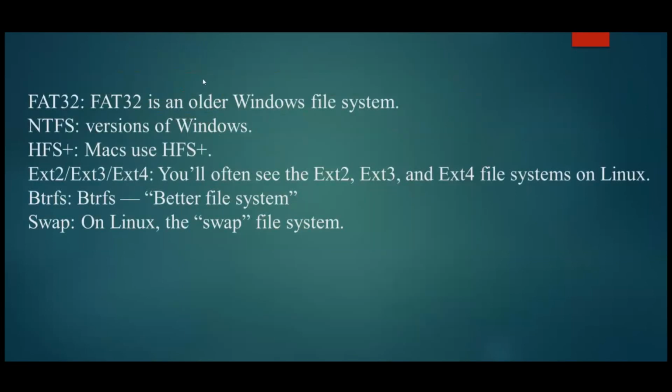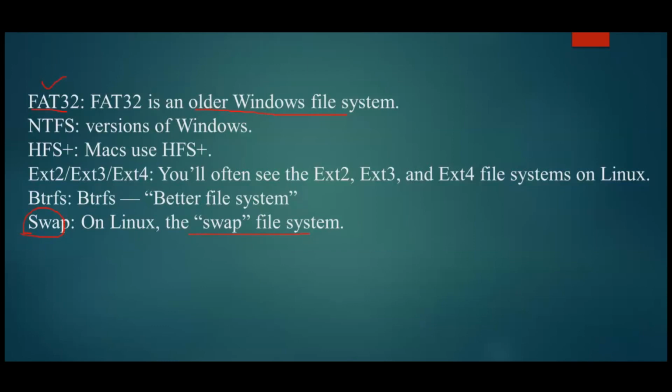See here, some extensions are given. FAT32 is an older Windows file system. This is one of the file systems that Windows was using in earlier times. One thing I would like to say here: swap. What is the file system I'm using here?